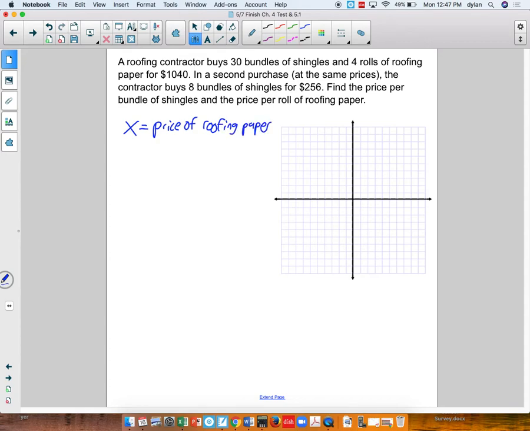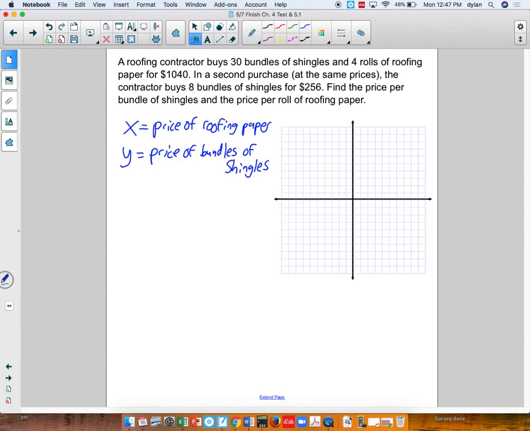And y is going to be the price of bundles of shingles. And obviously you could define your variables opposite mine. It's just important that you do define them so you know what you're doing.